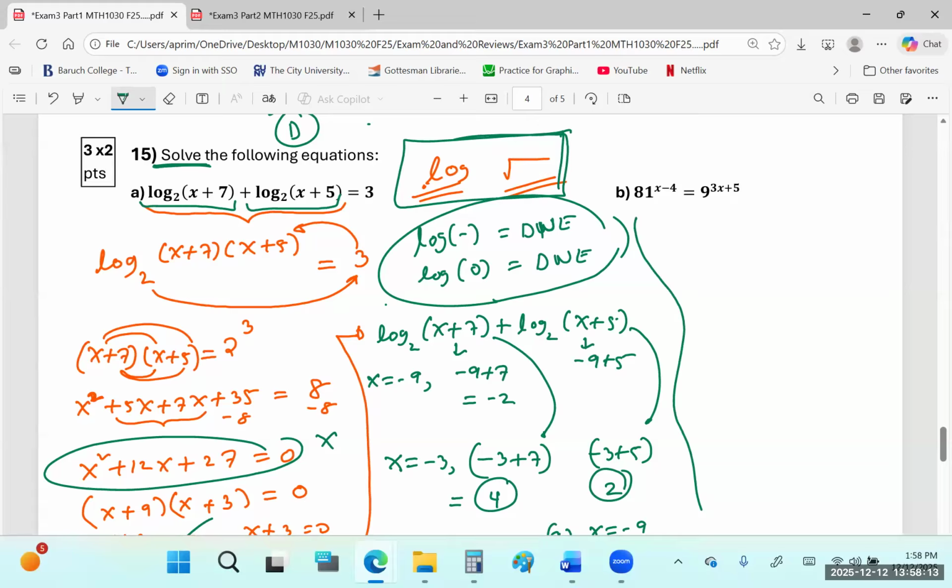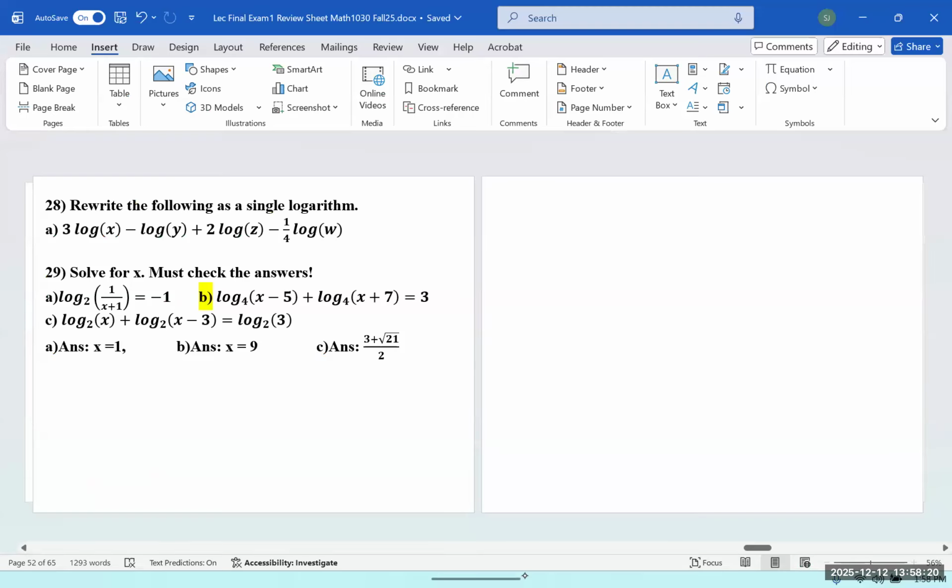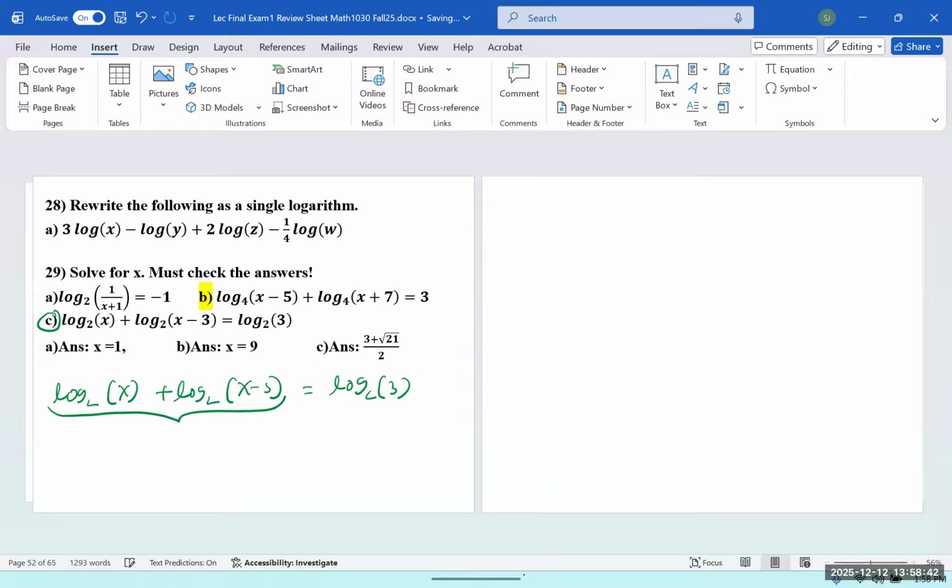Now for exponential, let's just do this one. We have log base 2 of x and log base 2 of x minus 3 and log base 2 of 3. We have 3 logs. But anytime you have more than one log on one side, you must combine them first before you do anything else. So from here, we get log base 2.